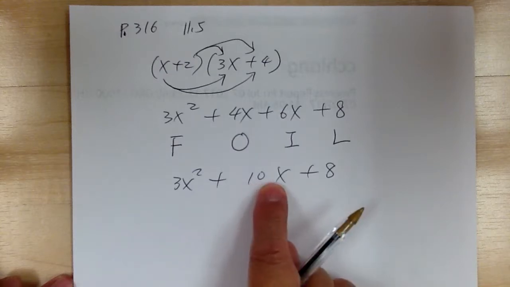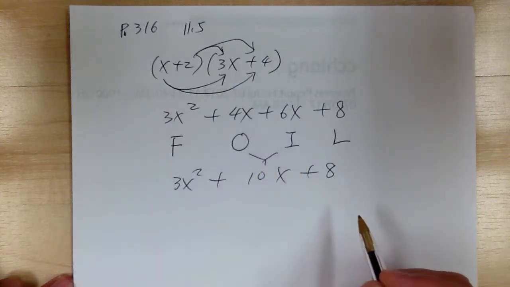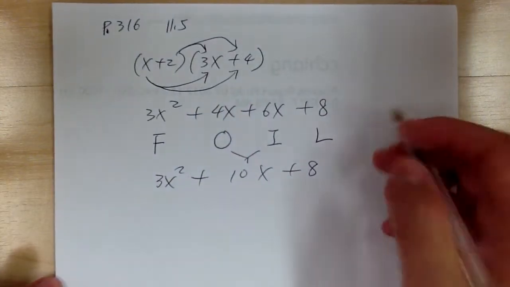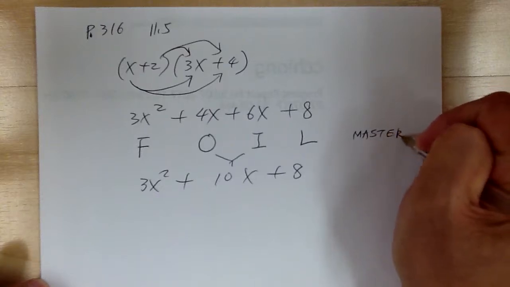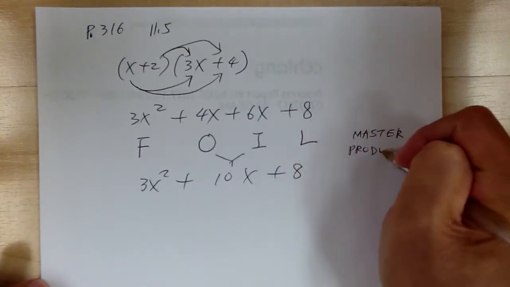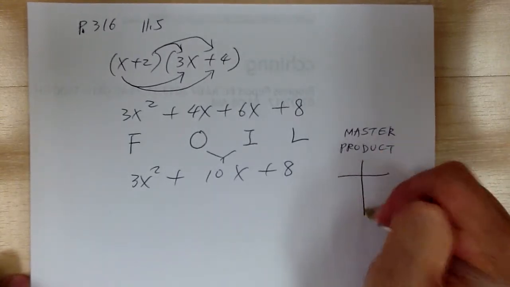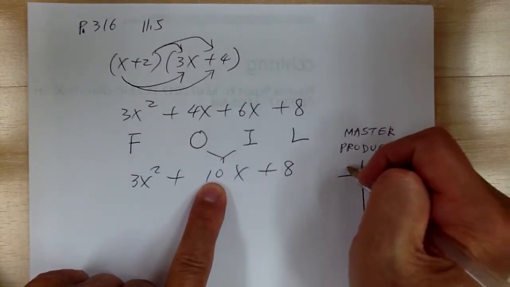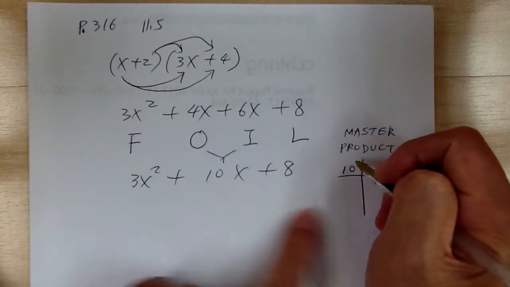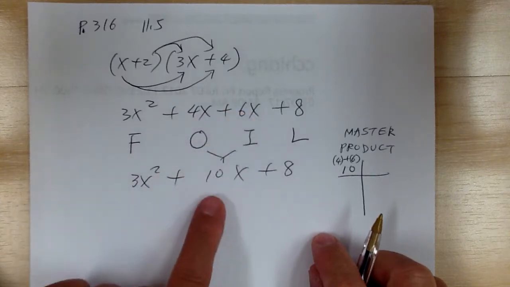So notice that this came from the O and the I, that's where this came from, you're adding. Okay. So now when you're ready to do the factoring, you have to go backward. To go backward, you have to do something called the master product. So just like what you did before, you do the cross, and the number you need, this came from adding the numbers, so you're going to get 10. The 10 came from the 4 plus the 6. See the middle, 4 plus 6 gives you 10.